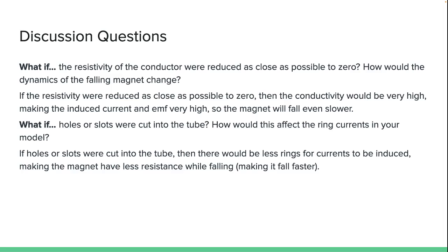And what if holes or slots were cut into the tube? How would this affect the ring currents in your model? So if holes or slots were cut into the tube, then there would be fewer rings for currents to be induced, making the magnet have less resistance while falling, which makes it fall faster.